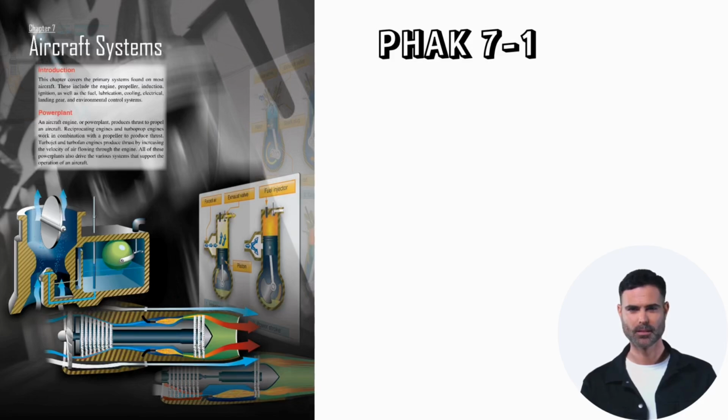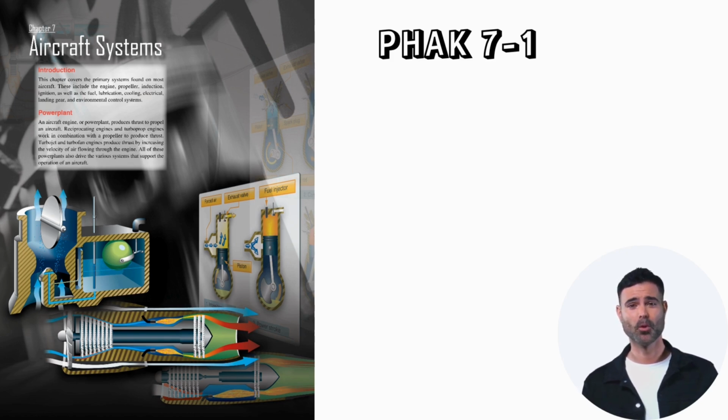Chapter 7, Aircraft Systems. Introduction. This chapter covers the primary systems found on most aircraft. These include the engine, propeller, induction, ignition, as well as the fuel, lubrication, cooling, electrical, landing gear, and environmental control systems. Power plant. An aircraft engine, or power plant, produces thrust to propel an aircraft.